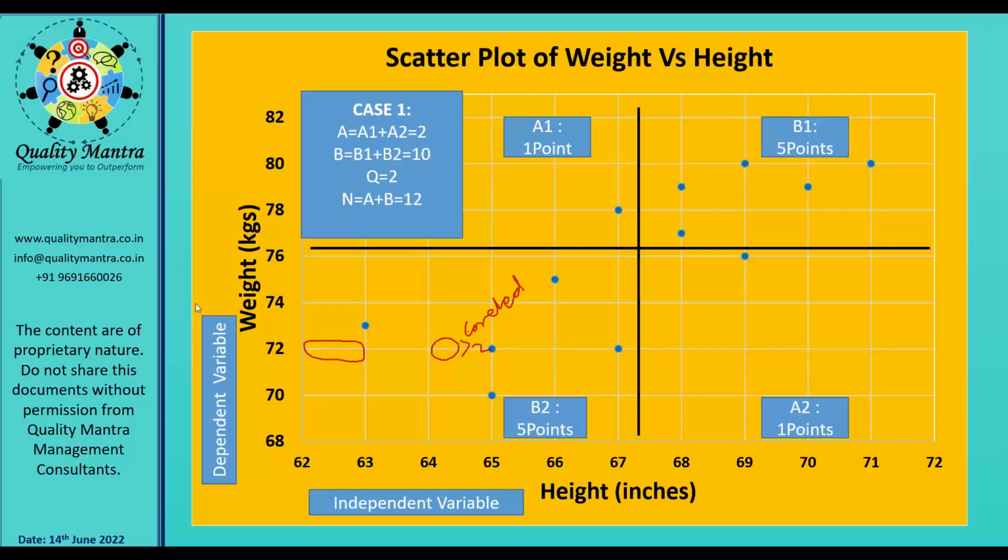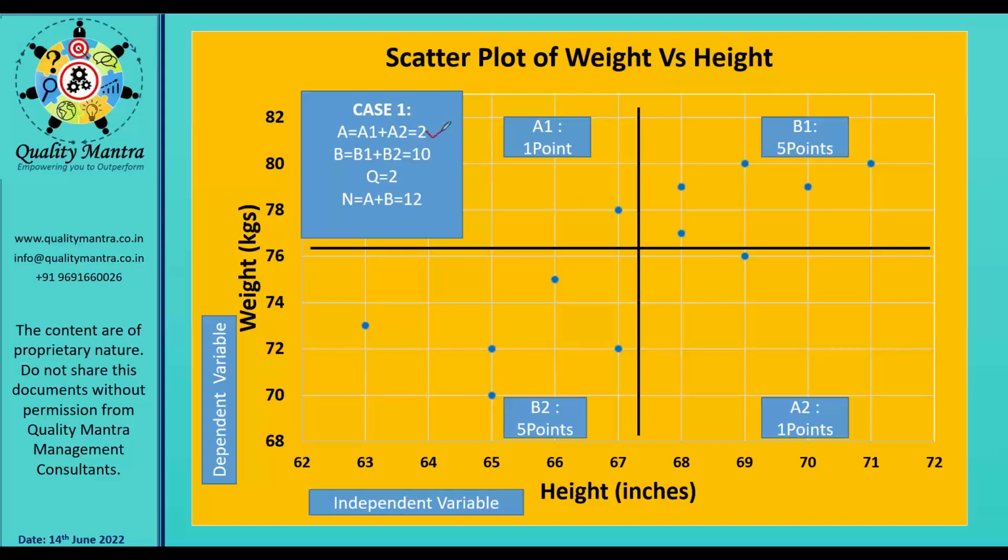In a similar way, for another example, we have a total of 12 data points here, where A1 is 1, A2 is 1, B1 is 5, B2 is 5. Not necessarily every time it will be like that. Sometimes it can change. Now tell me, what is the value of A?